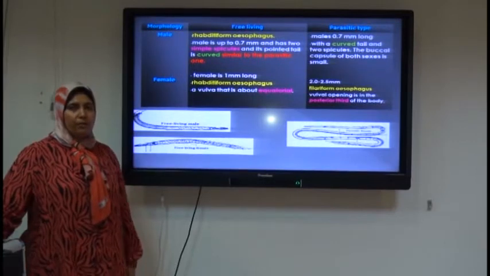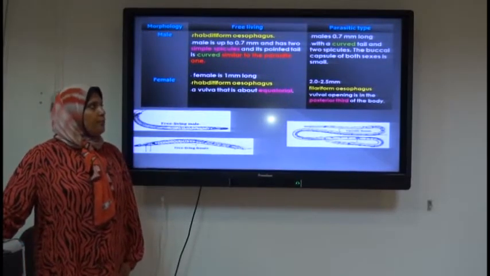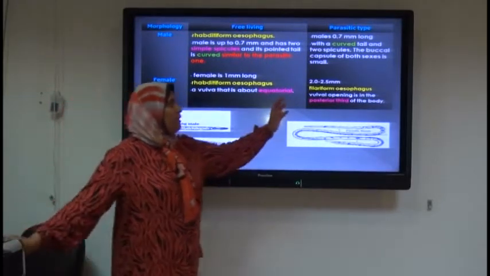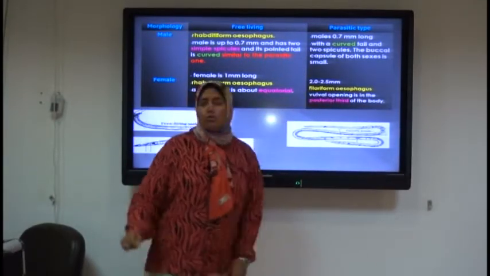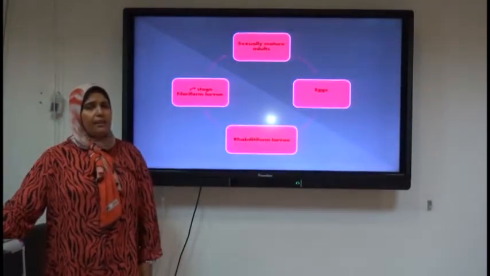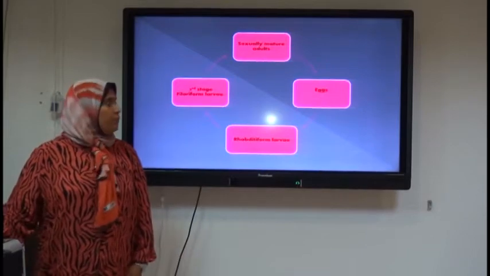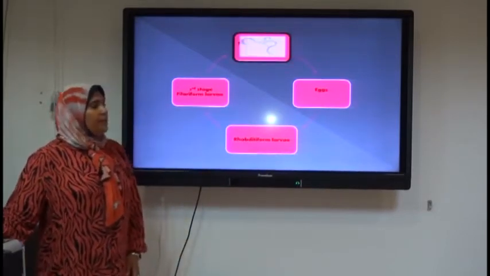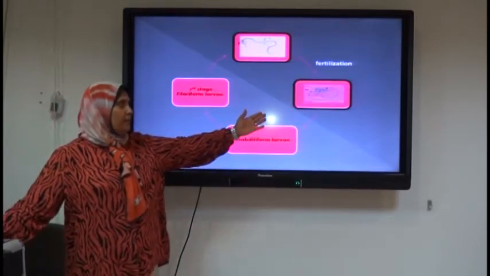Regarding the morphology of this worm, it is a rounded worm, and the most important thing is that it is extremely small, where in its parasitic type, the length of this worm never exceeds 2 to 2.5 millimeters. Let's agree on certain points which will facilitate the life cycle of this worm. Once we have sexually mature adults, they fertilize to produce the eggs.